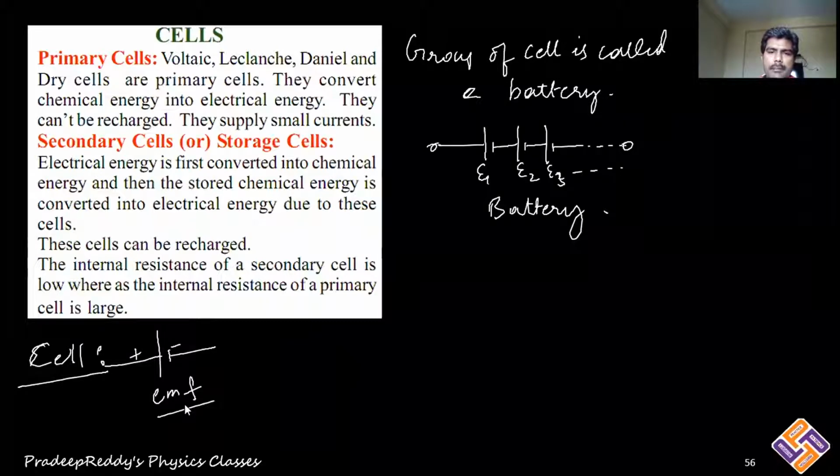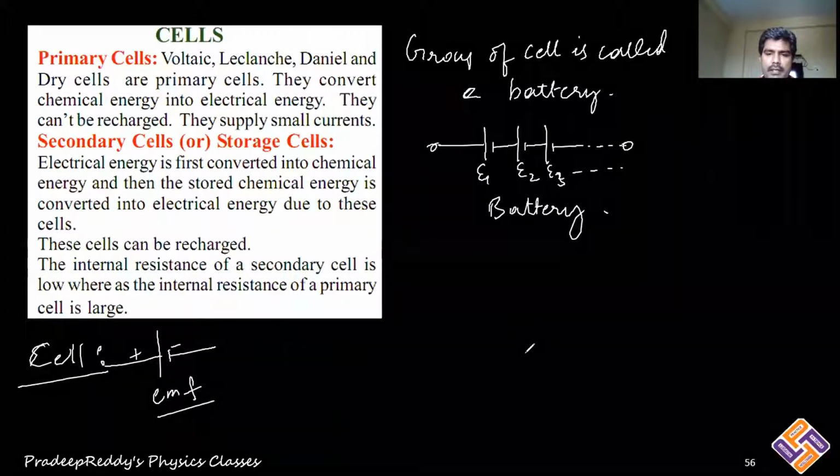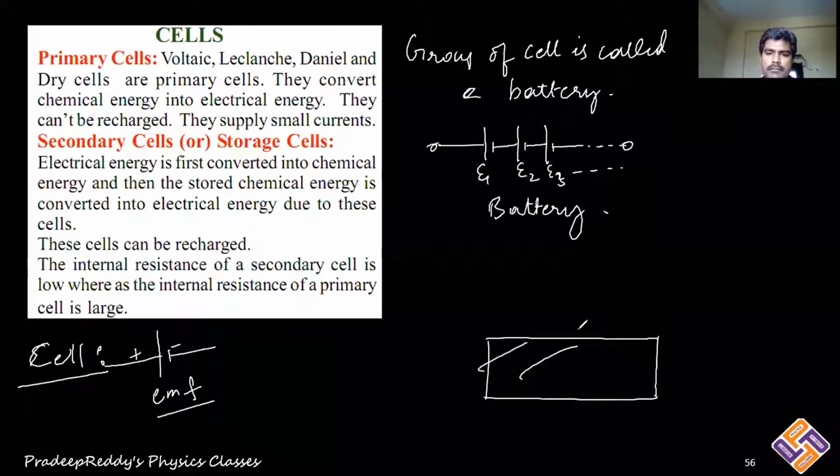A cell offers EMF when it is not in use. A cell offers potential difference across its terminals when we connect it to an external circuit. Group of cells make a battery. Let me take a battery. You have some rechargeable battery here. There is one positive terminal and one negative terminal. These terminals have been connected with a bulb along with a wire.